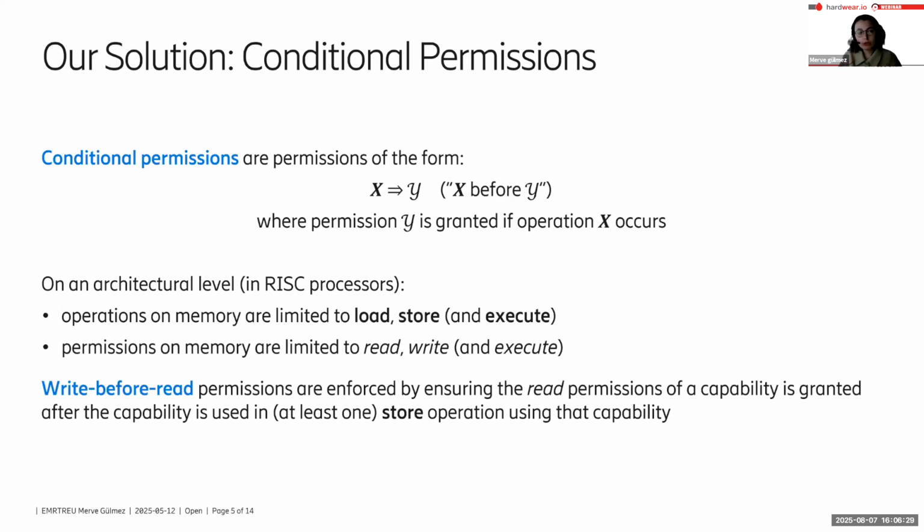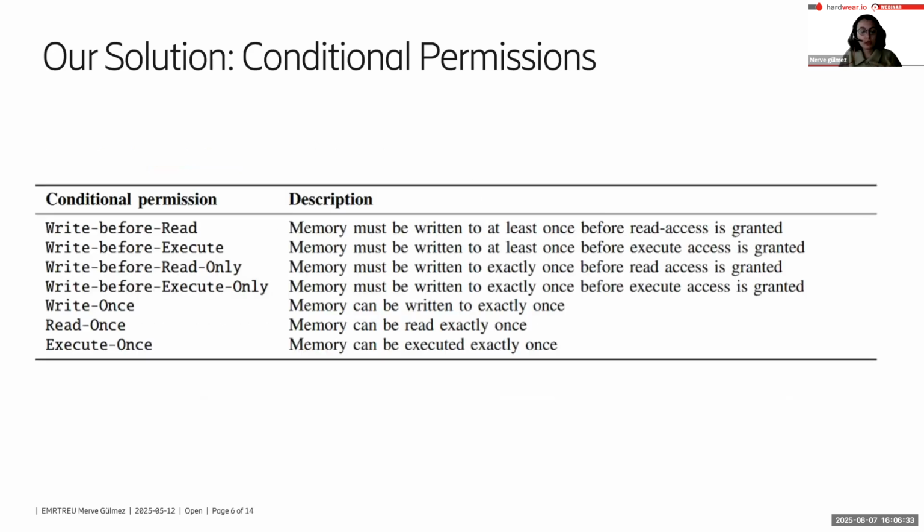This is the general concept of our idea. I just explained write before read, but you can apply these conditional permissions to different use cases. A notable example can be write before execute, especially if you have a JIT compiler. You can say that memory must be written at least once before execute access is granted.